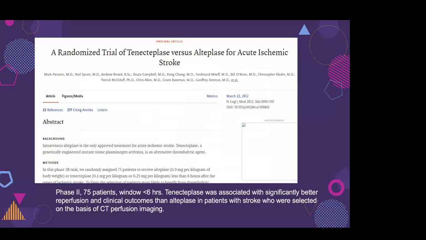We're talking about the very first positive trial. This is a phase 2B trial, and they recruited about 75 patients.